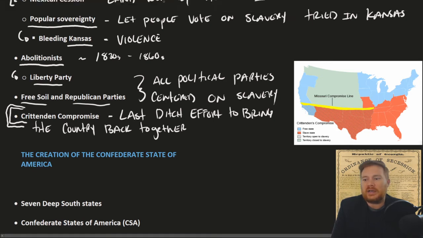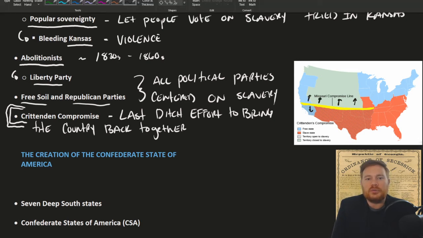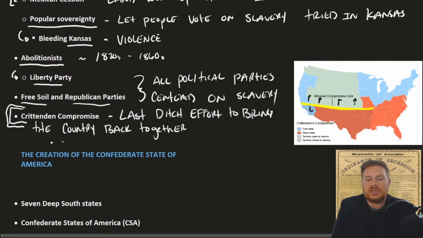So if we look at California, which had been admitted as a free state, it would potentially open up this area to slavery, but would also guarantee free soil above this line. It was rejected by both the North and the South. We can say rejected by both North and South. At this point, it was too late.